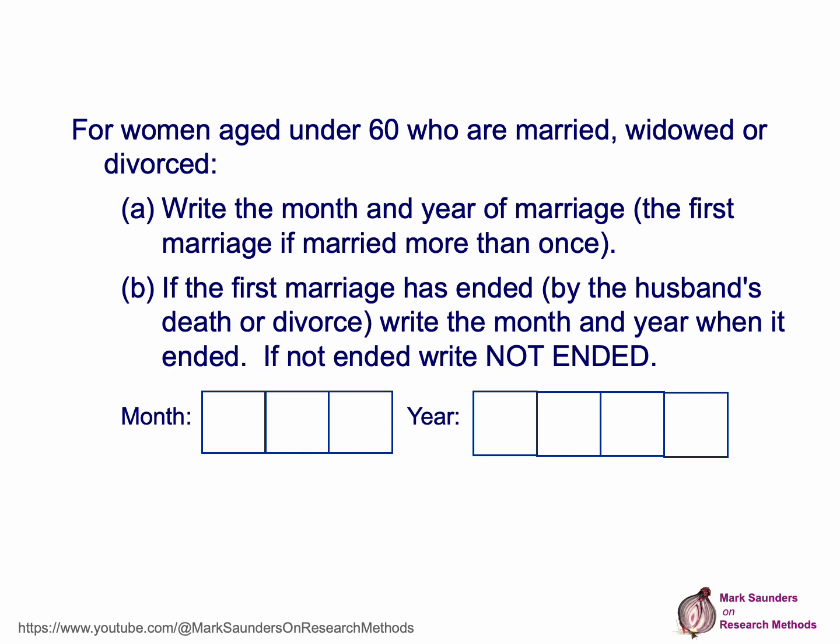This question asks for women aged under 60 who are married, widowed or divorced. A, write the month and year of marriage. The first marriage if married more than once. And B, if the first marriage is ended by the husband's death or divorce, write the month and year when it ended. If not ended, write not ended. And then we have a box for month and a box for year.